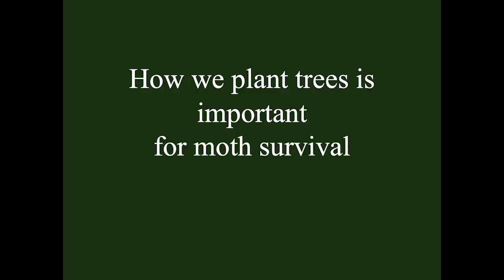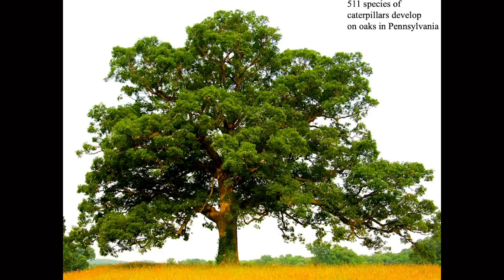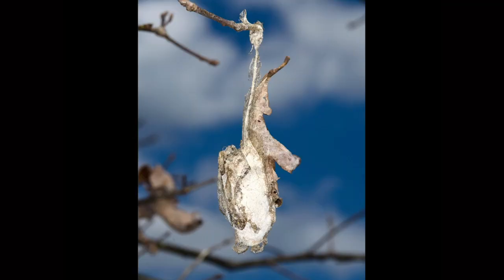How we plant these trees is also very important for moth survival. Yes, we want the caterpillars, but you're not going to have them unless you have the adult moths to lay those caterpillars. Let me just give you an example from Pennsylvania. 511 species of caterpillars on oaks in Pennsylvania. A few of them complete their life cycle on the oak tree.